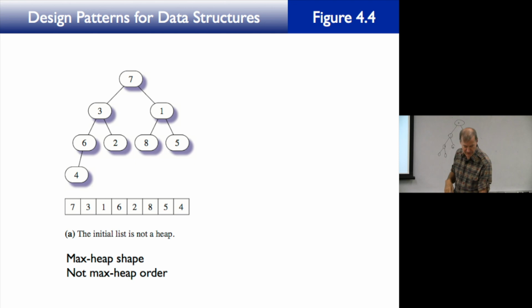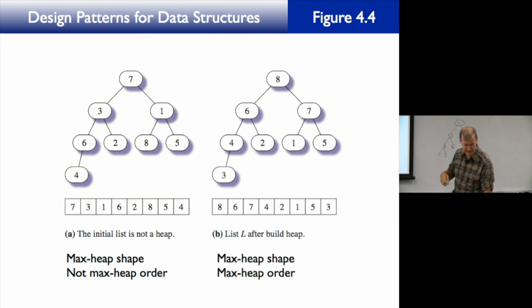Okay, so now here's the thing. With this heap sort, we're going to see how this algorithm works in a week or two. So we're not going to get into the details of how this happens, but here's what happens. With the heap sort, there is an initial operation called build heap. Okay? And figure 4.4b shows list L after build heap executes. And what it does is it makes a heap out of it.